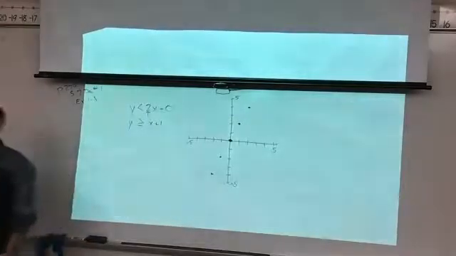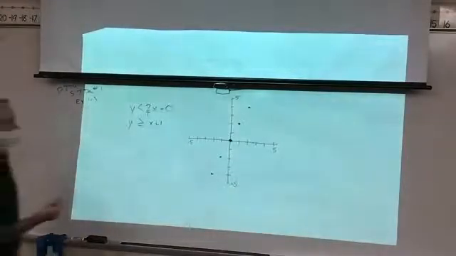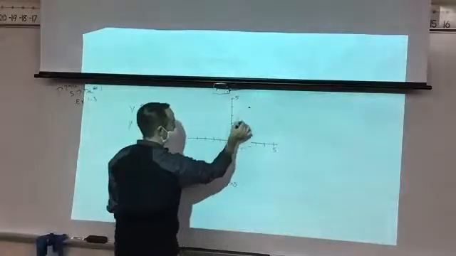Is this line going to be dashed or is it going to be solid? Dashed. It's going to be a dashed line. So we're going to dash that line.